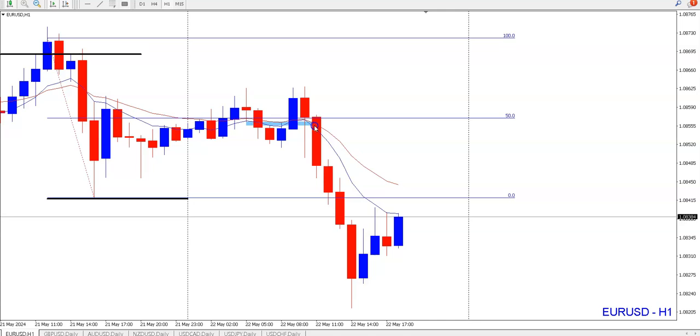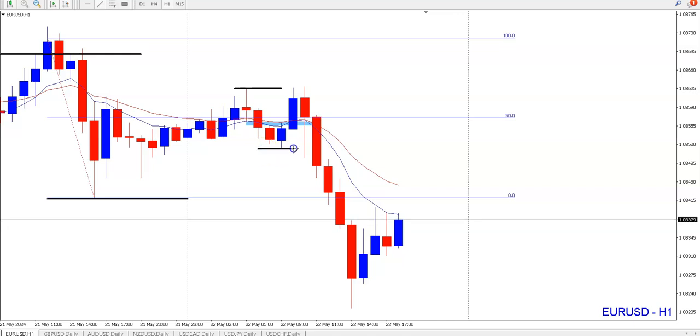So this is very important. That's where we want to look for potential opportunities. We had a swing high, market moved lower, created new swing low.